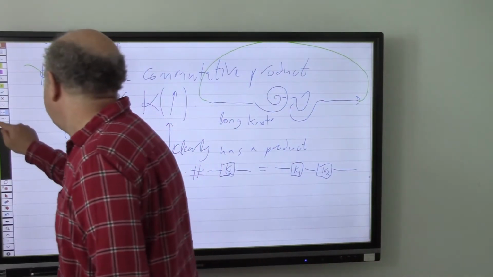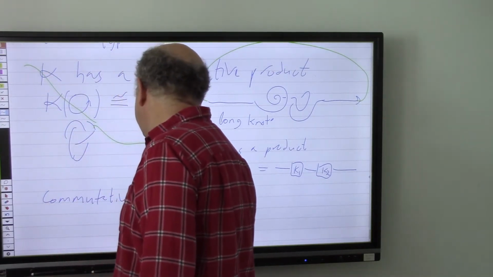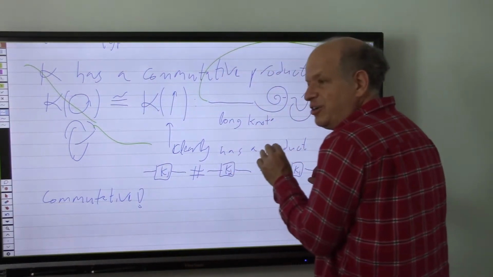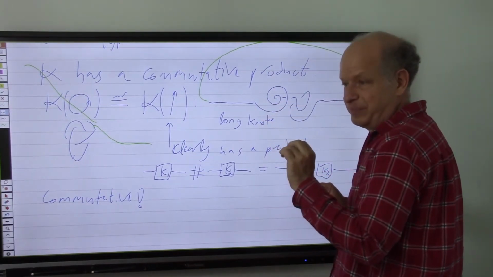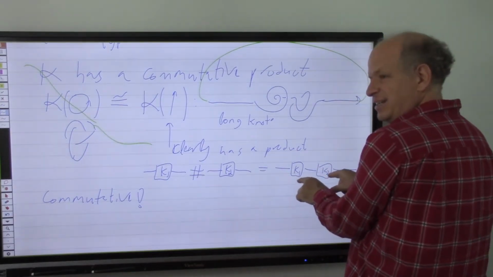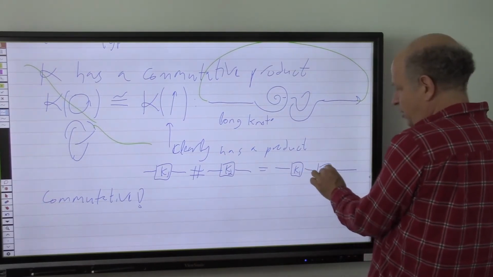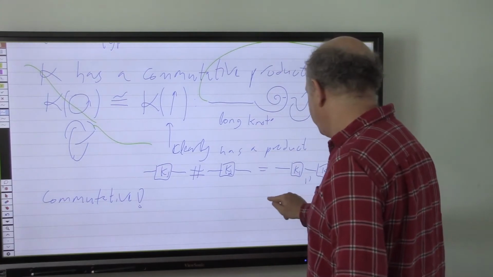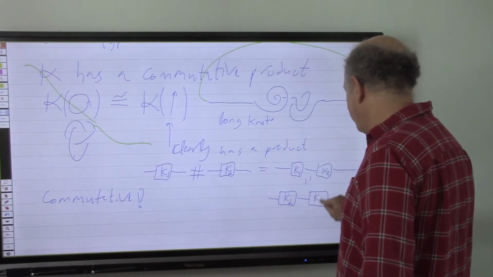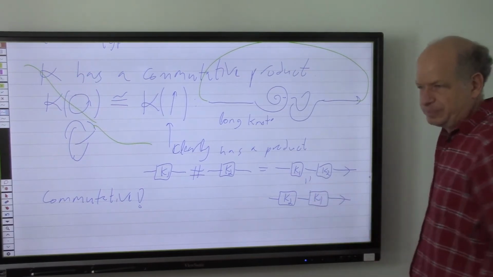This product is commutative. So far everything was obvious, but the fact that it's commutative is actually not entirely obvious, but it's kind of cool. Okay? So suppose I wanted to show that this is equal to the same thing, but with K2 coming first and K1 coming second. And remember that the lines are oriented.